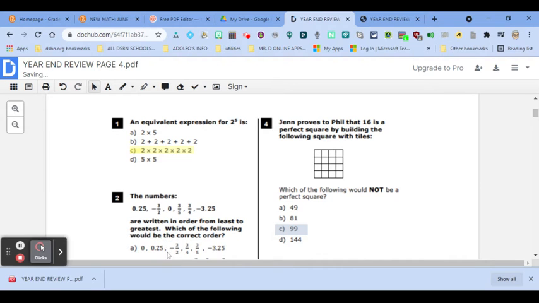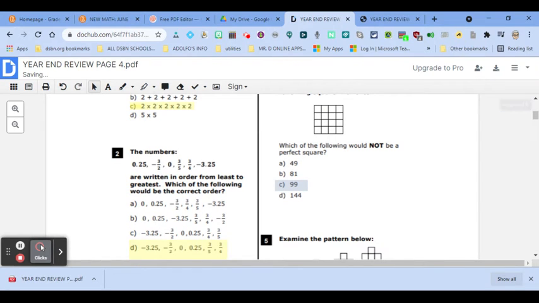We are going to take up the work, year-end page 4. Right, so here we have question 1, an equivalent expression to the exponent 5 is C. Right, 2 times 2 times 2 times 2 times 2. It does not mean 2 times 5. It does not mean 5 times 5.